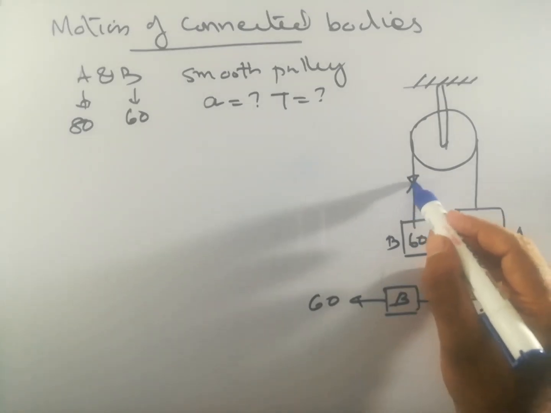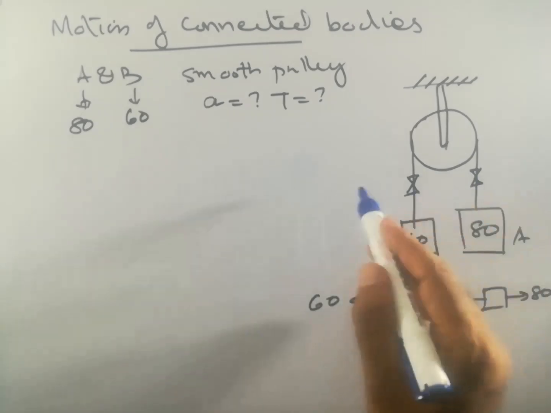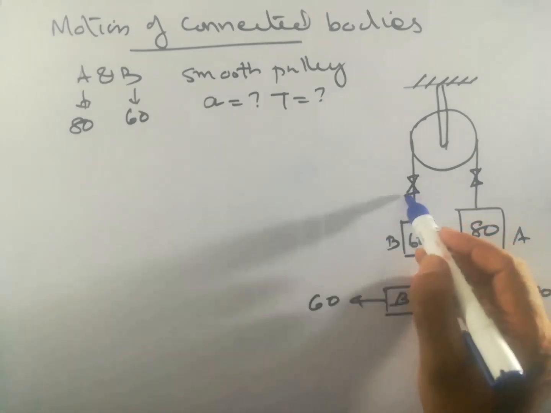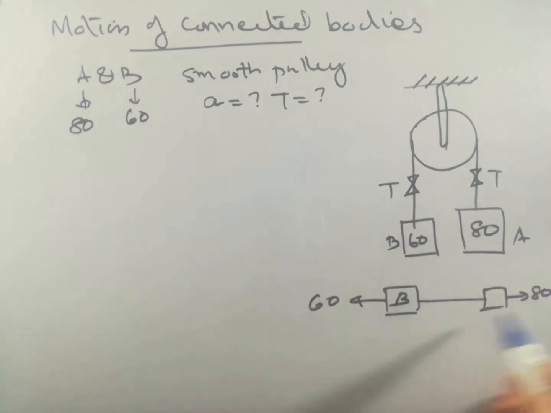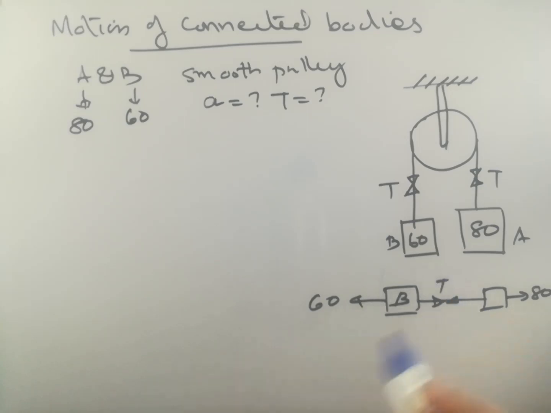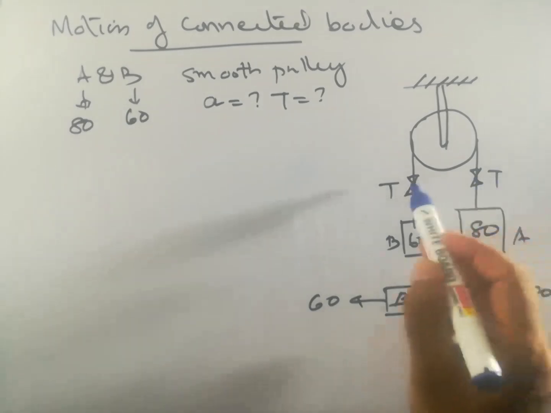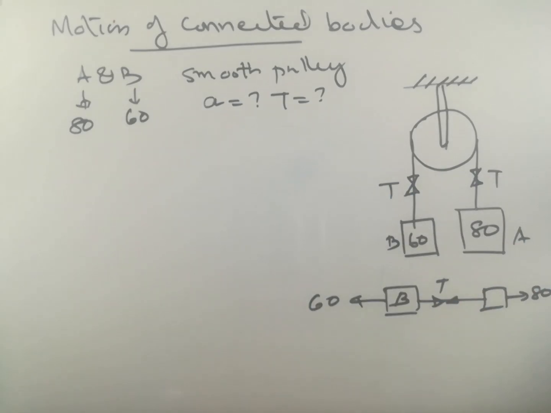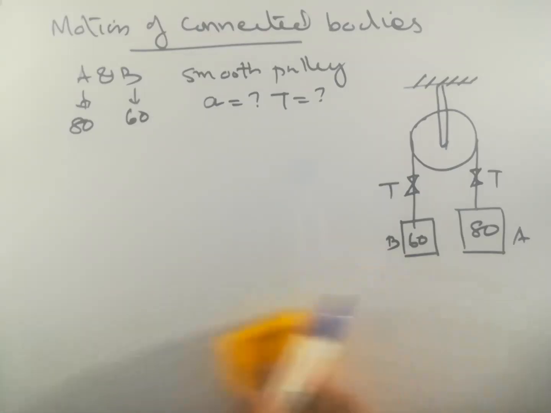There will be tension in the string on both sides of the pulley. And as the pulley is smooth, this will be T, this will be T, because tension will be the same throughout. Wherever we take the tension, the value will be T. So here also, T will be the same. That is one point we have to keep in mind.